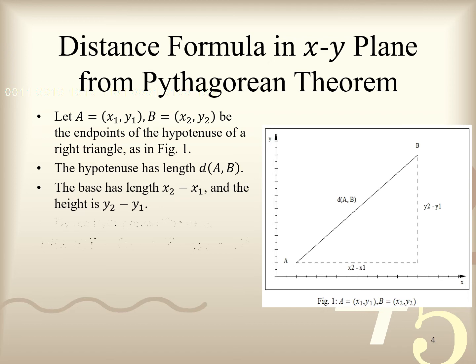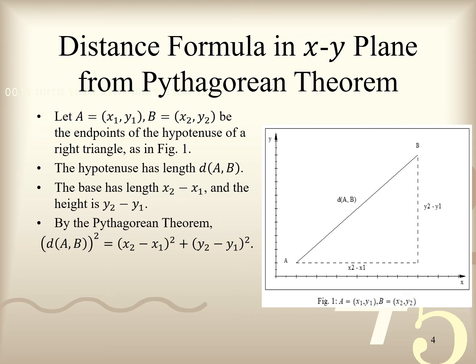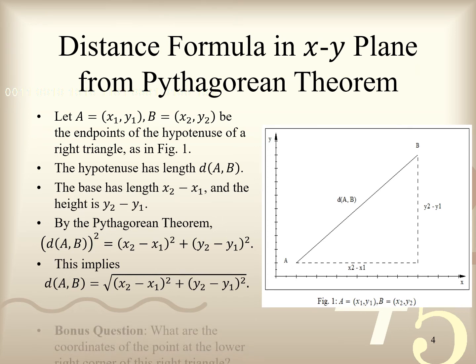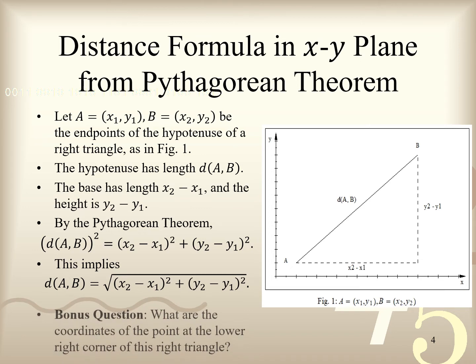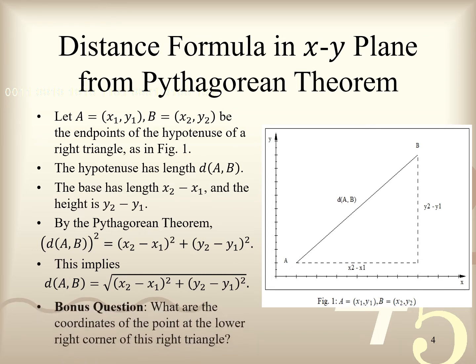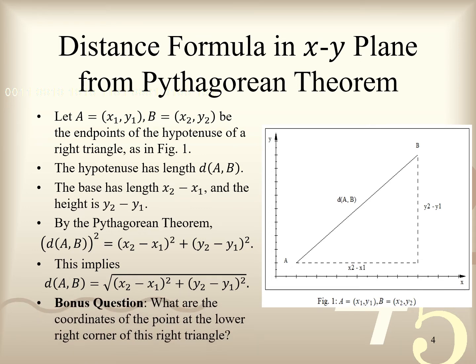Then by the Pythagorean theorem, we have that d(A,B) squared equals (x2 minus x1) whole squared, plus (y2 minus y1) whole squared. Taking the square root of both sides of this equation, we have the following, which we immediately recognize as the distance formula in the xy plane. As a bonus question, what are the coordinates of the point at the lower right corner of this right triangle, in figure 1? In a while, I will provide more details about this bonus question.